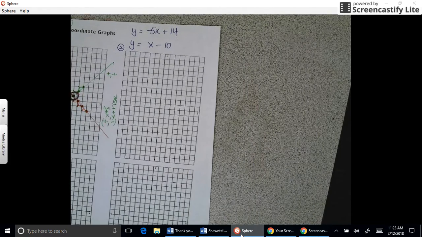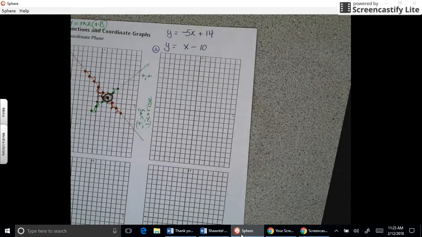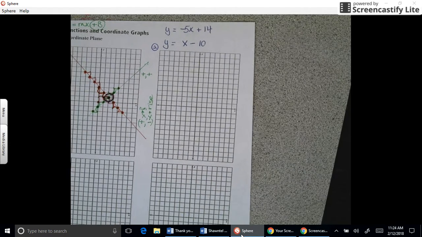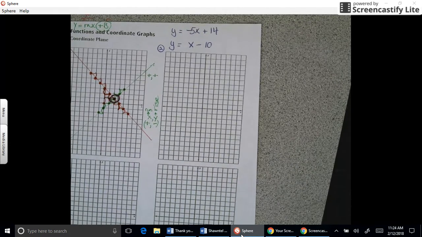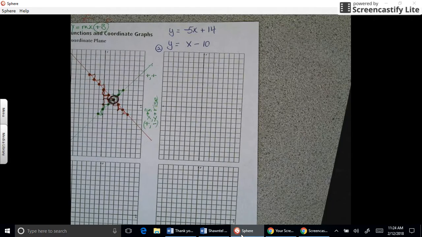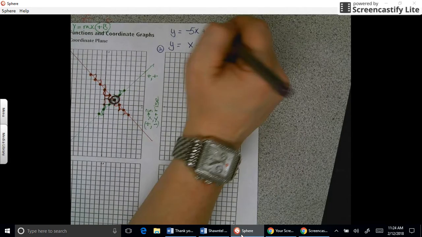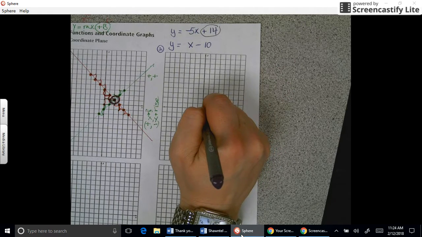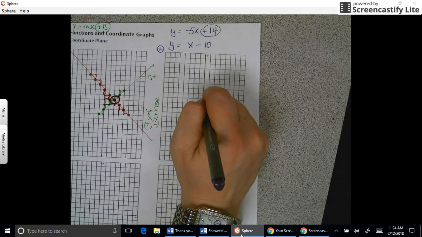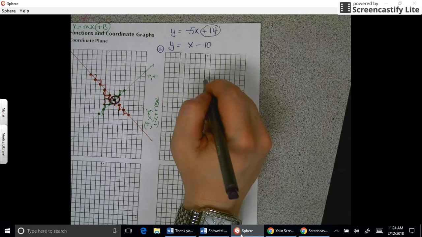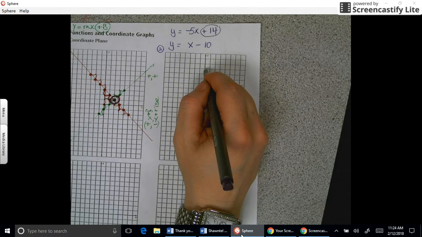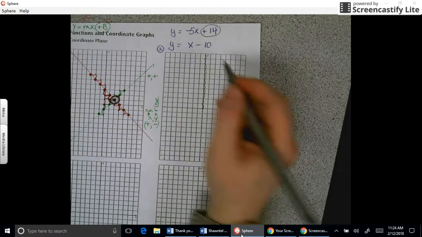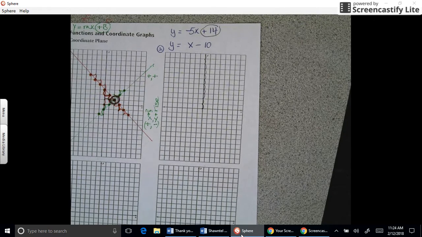So here, we have y equals -5x plus 14. What's our b? 14. Perfect. So I'm going to come up here. I'm going to circle my 14. I'm going to come to my origin, because you always start at the origin. And I'm going to count 1, 2, 3, 4, 5, 6, 7, 8, 9, 10, 11. I can't go. I have a problem.